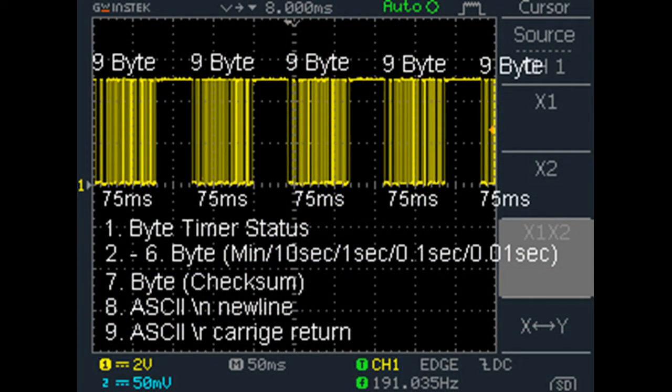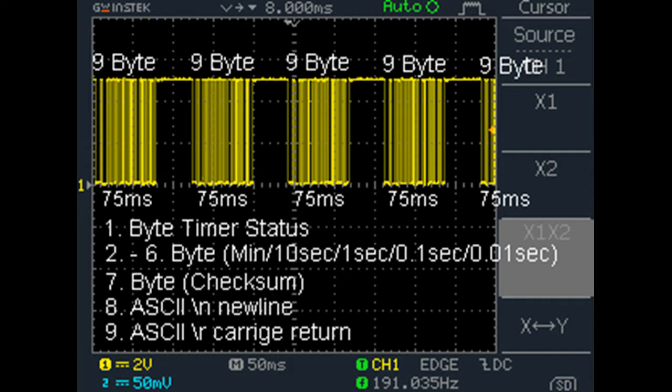Okay, in this first screenshot you can see the timer sends frames of 9 bytes every 50 milliseconds, and every byte has its own meaning. The first byte is for the timer status, e.g. left hand on timer is an ASCII L, right hand on timer is an ASCII R, both hands on timer an ASCII C, and so on.